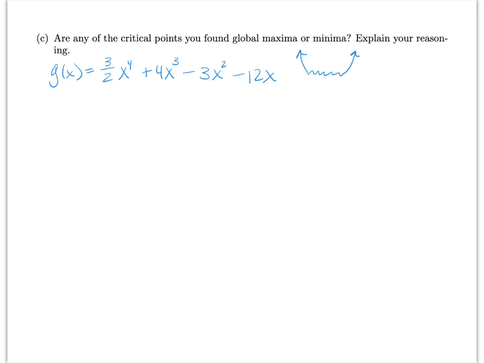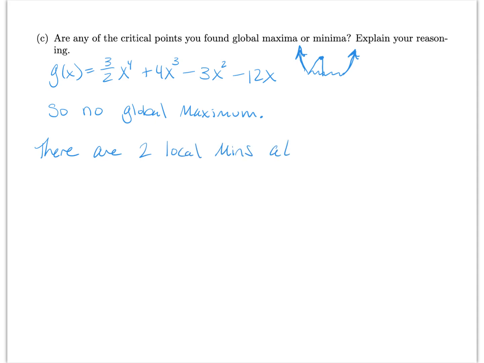Okay, so there's no global maximum. Even if there's a really high bump in here, it's not the highest point because these arms just go up forever. So we can't have a global maximum, but there are two local mins. We did find two local mins, and they happened at x equals -2 and x equals 1.